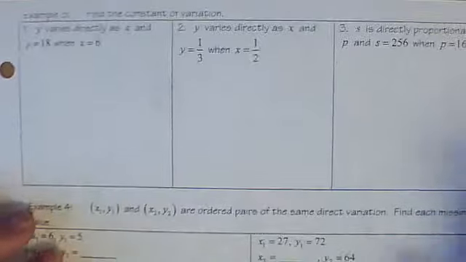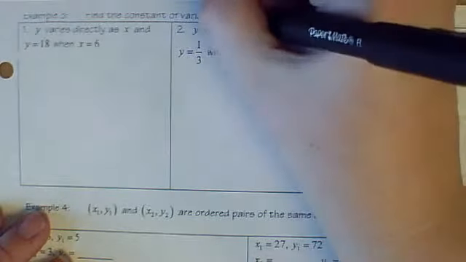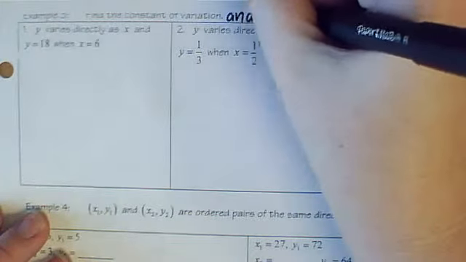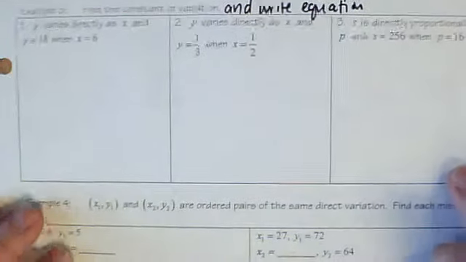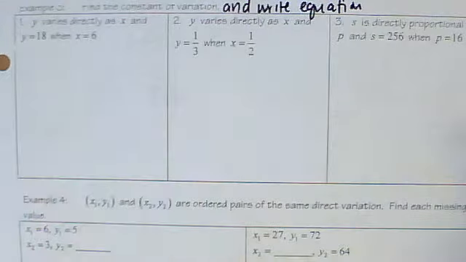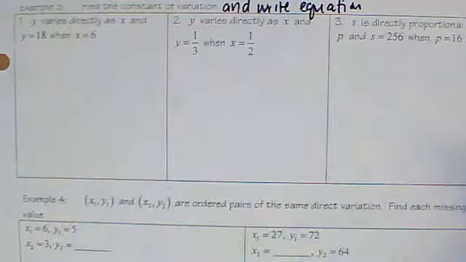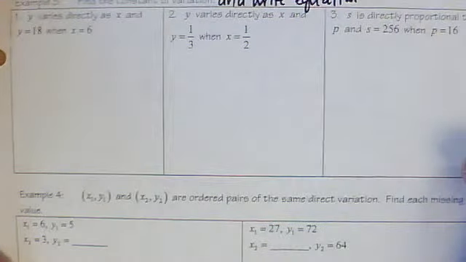And example 3 just asks for the constant of variation, but I'm going to write the equation so that you'll get used to that, because that's what the homework asks. So make sure you read those directions specifically so you can make sure you're doing what it's asking.